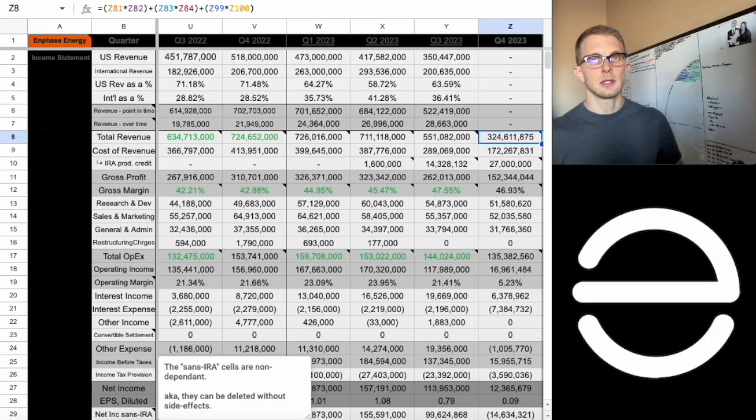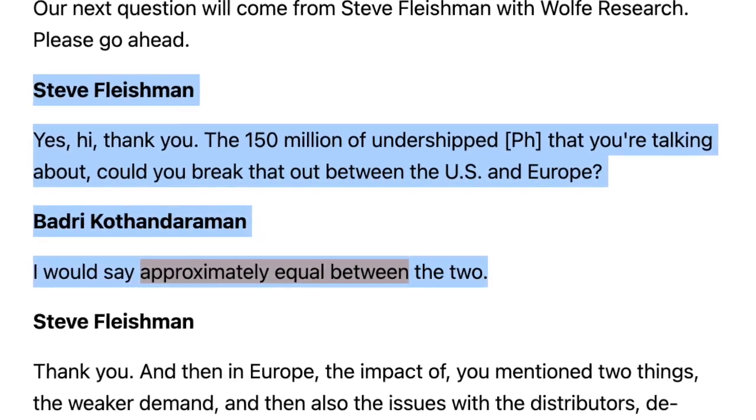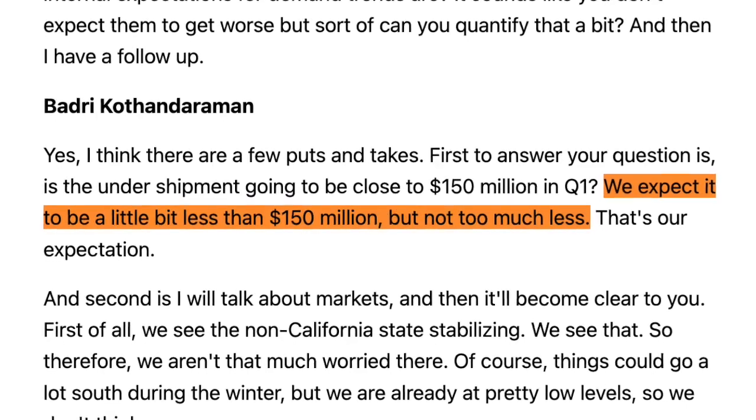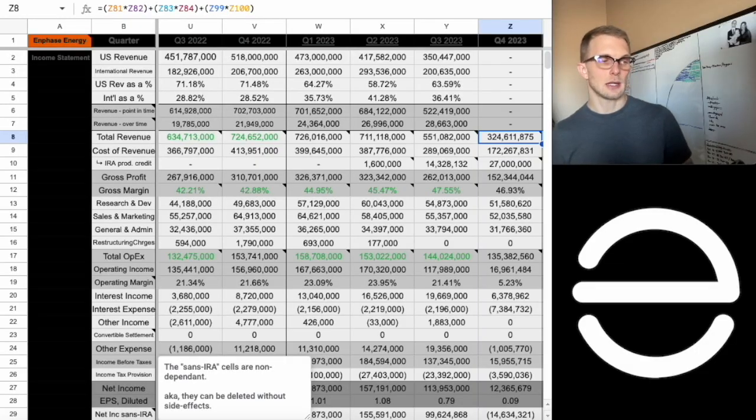Later in the call, during the Q&A section, for obvious reasons, they were pressed a little bit on forward guidance. So I'll talk through them, but I'll put the quotes on the screen so you can read them with a little more context if need be. Of that $150 million undershipping correction, they mentioned that it is approximately equal between US and Europe. They also mentioned they're expecting Q1 to be a little less than the $150 million, but not too much less. So we're going to use that and anticipate Q1 to have a $125 million correction.